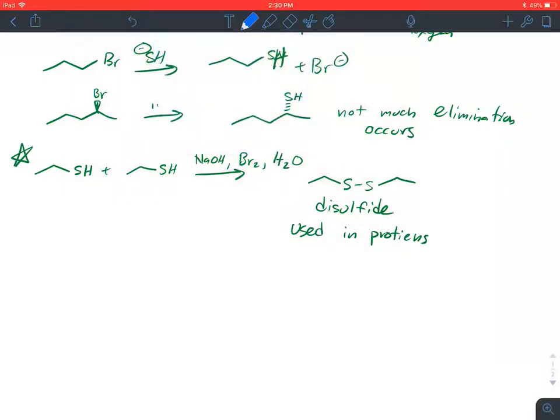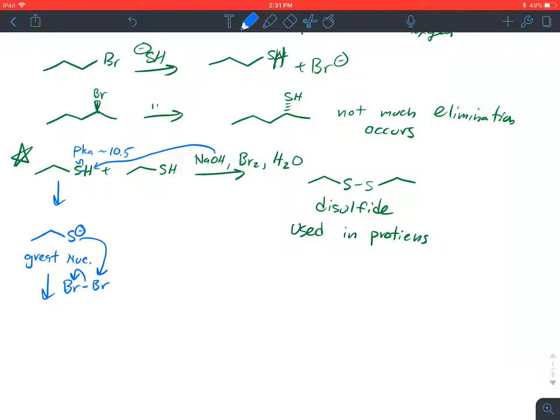So the SH has a pKa of around 10.5, so it's a reasonably good acid. So we can take, I'm going to draw the SH bond here, we can take our strong base, remove the H, and just like SH-, RS- is a great nucleophile as well. So we have a good nucleophile here that can react with bromine. Remember, we have molecular bromine here in our reaction. We can lose bromide and make an SBr bond.